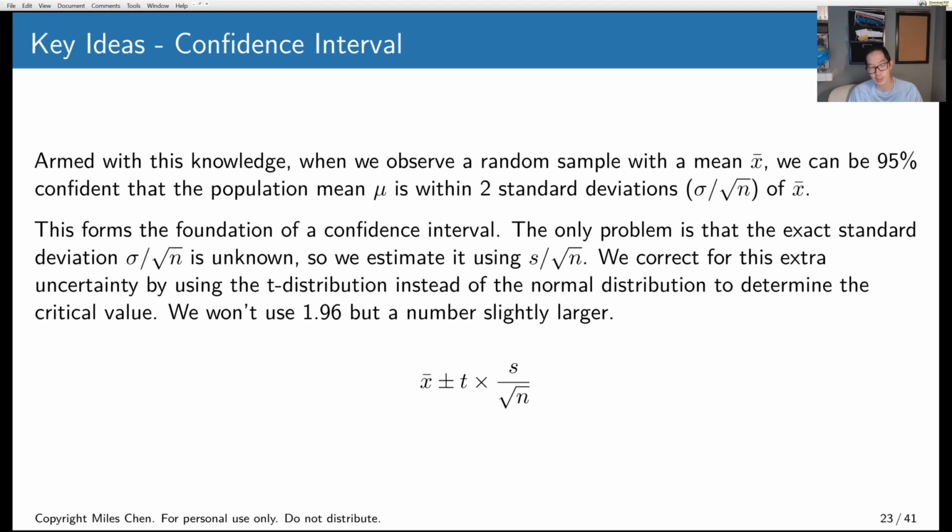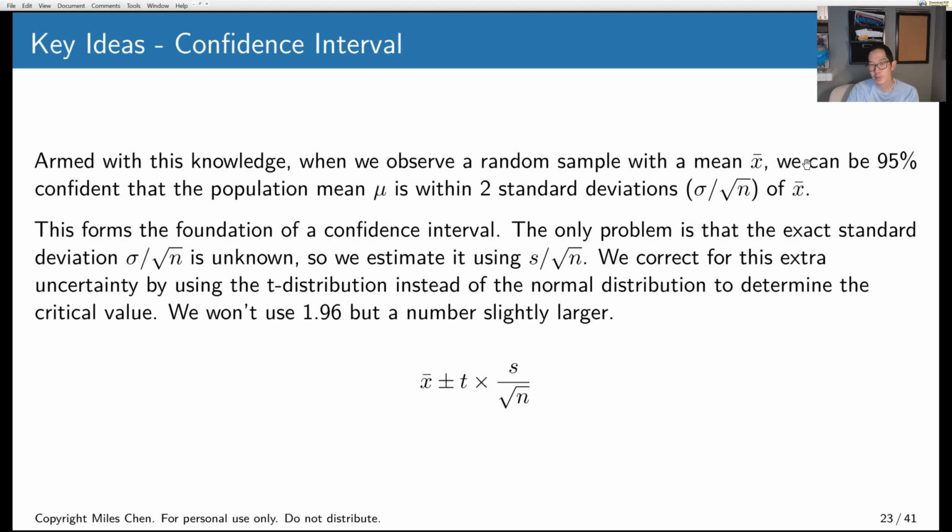So the logic is this. If the population mean is at mu, and I draw a random sample, there's a 95% probability it's within 2 standard deviations of the population mean mu, okay? Now, I don't know what the population mean mu is, but here I observe an x bar, a sample mean right here, okay? Well, I can be 95% confident that the population mean mu is within 2 standard deviations of x bar, okay? So that's kind of the foundation of a confidence interval.